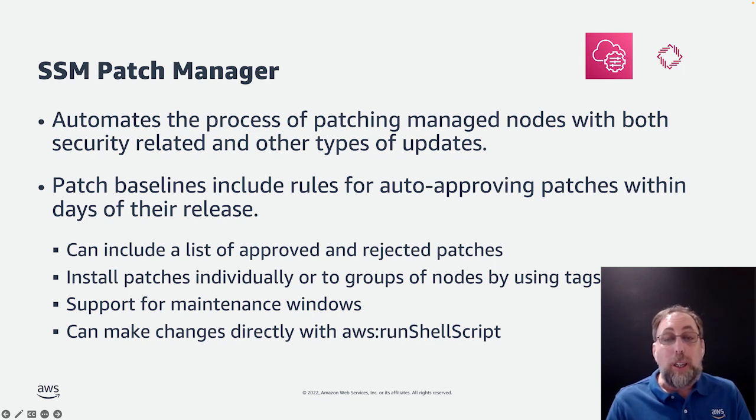You can make changes directly with Run Command in your automation document. You can have SSM Patch Manager generate reports on the patches that are installed and upload those directly to S3. Now, the source of truth for the packages that are installed, or that need to be installed, is polling the repositories themselves. So the SSM agent will go out and check the repositories and see if there are package updates available, and then it will notify you.